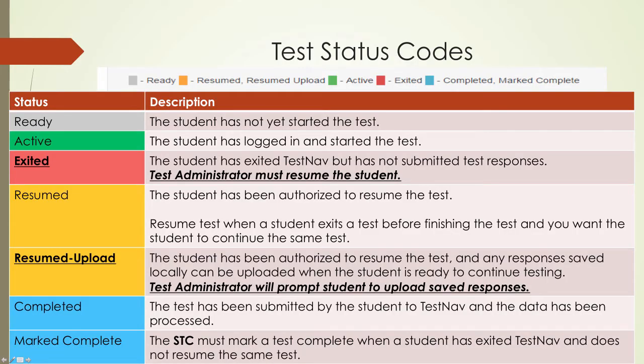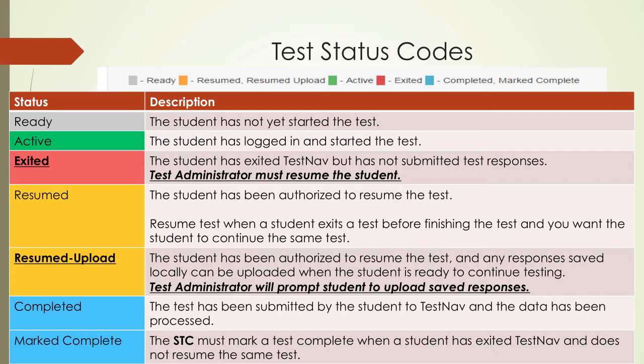Now that students are logged into TestNav and are actively testing, you will monitor their status on Pearson Access Next. In the upper right-hand corner of the screen, you will notice test status codes. Each one is color-coded. If a student is gray, that means they are ready. The student has not yet started the test. If a student is green, that means they are active. They've logged in and started the test.